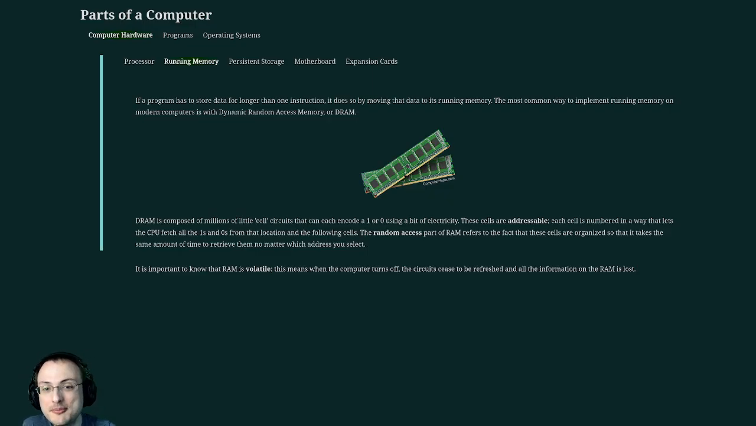That name for this running memory, DRAM, stands for Dynamic Random Access Memory. And that random access part refers to the fact that these cells are actually pretty cleverly organized, so that no matter which one you want, it takes the computer the same amount of time to run out, grab that data, and pull it back into the CPU to do whatever you're doing with it. However, this does come at a cost.